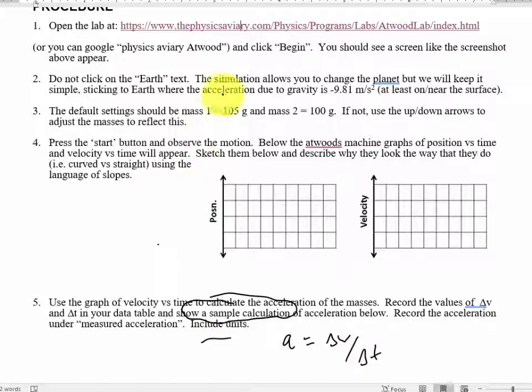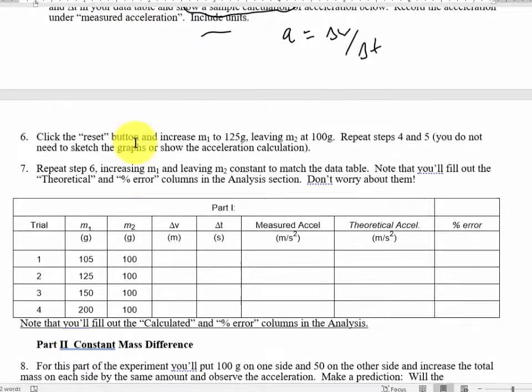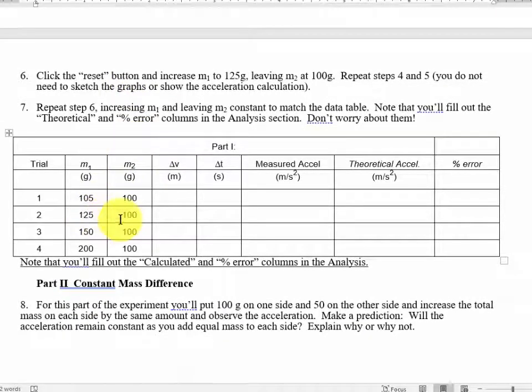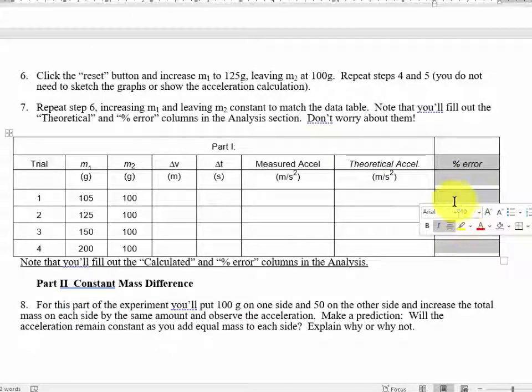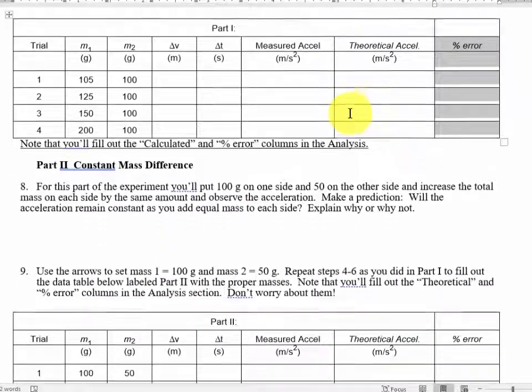Then I'm just going to have you mess around with the masses. I'm going to have you repeat this with 125 and 100, 150 and 100, and 200 and 100. As you would probably expect, the acceleration should go up as you increase the mass on the heavier side. With regards to this column, the theoretical acceleration and the percent error column, I'm going to have you fill that out in just a little bit, so don't worry about them for right now, but yes, you will come back and fill them out later.